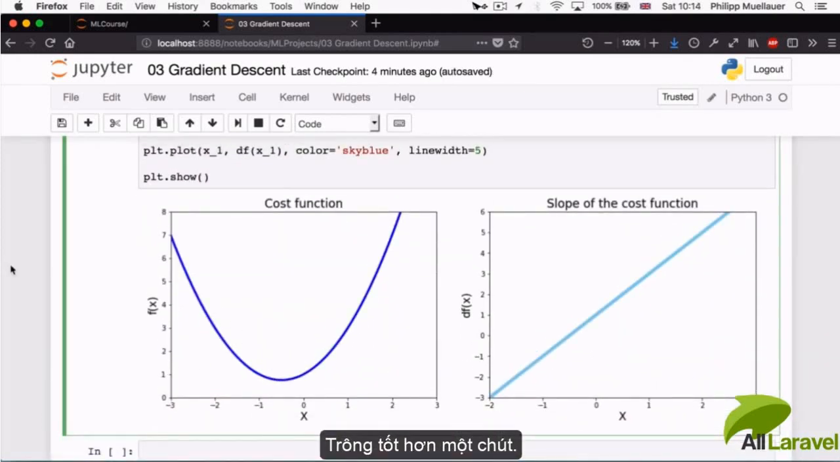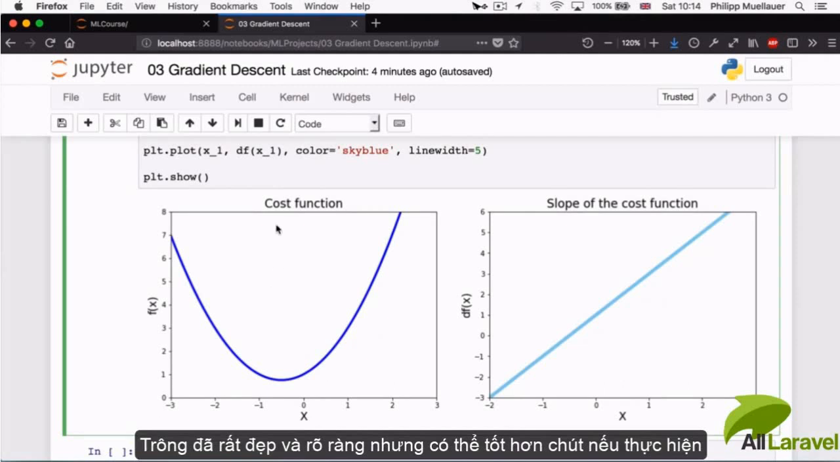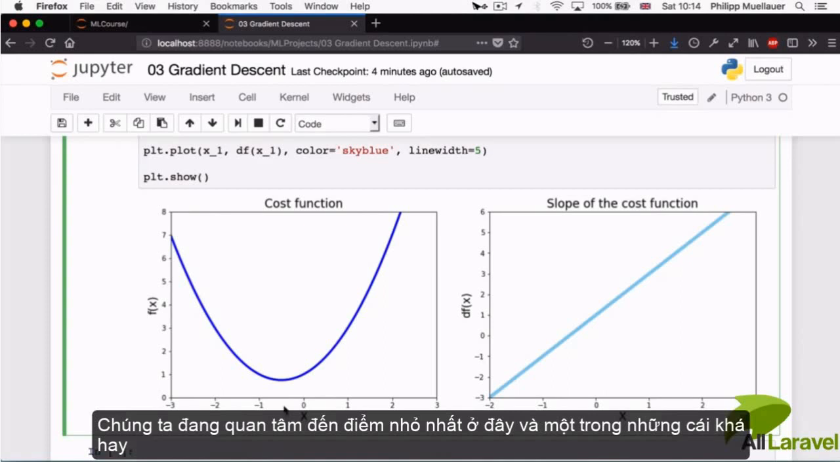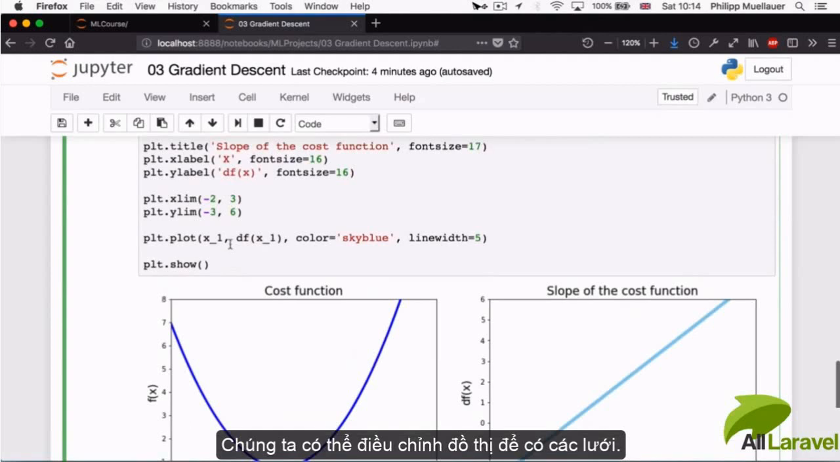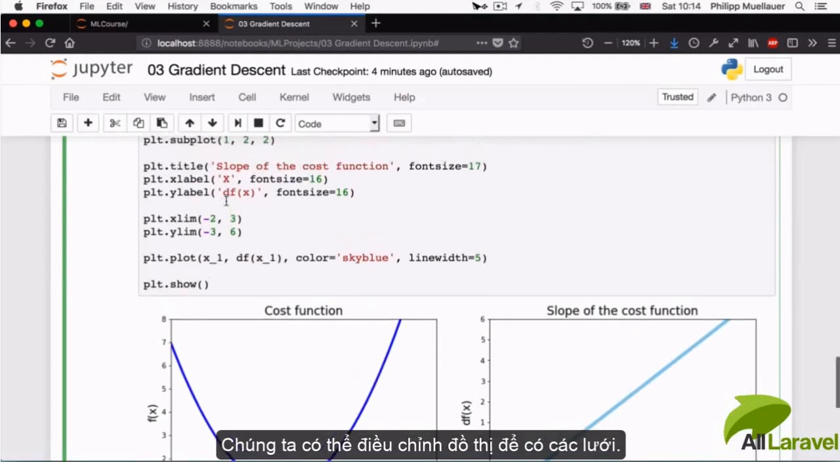So this is quite good. This is very, very nice and clear. But there's one small improvement that I'd really like to make. We're interested primarily in where this minimum is here. And one of the things that'd be quite nice to see on this chart is where our slope, our sky blue line here, actually intersects the axis here. So what we can do is we can style our chart to have a grid.